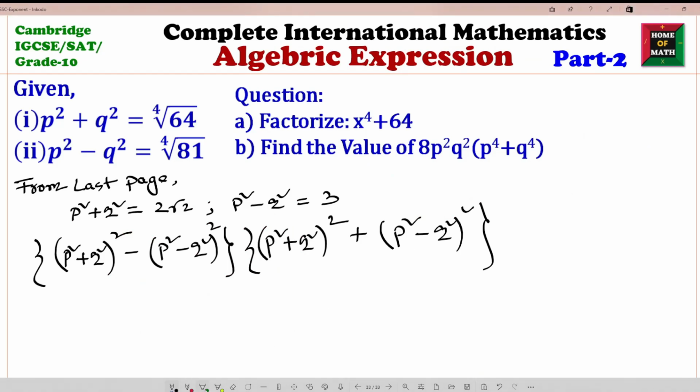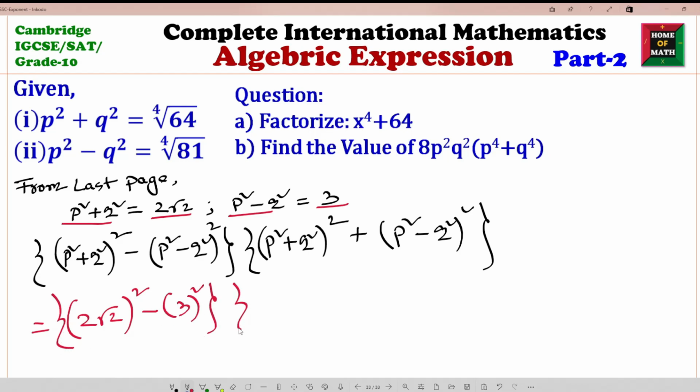From the last page we get this one: p² + q² equals 2√2 and p² − q² equals 3. So we can put this value in this algebraic expression. So p² + q² is 2√2, then squared, minus p² − q² is 3, so here is also squared. Similarly here, p² + q² is 2√2, then squared, plus p² − q² is 3, then squared.